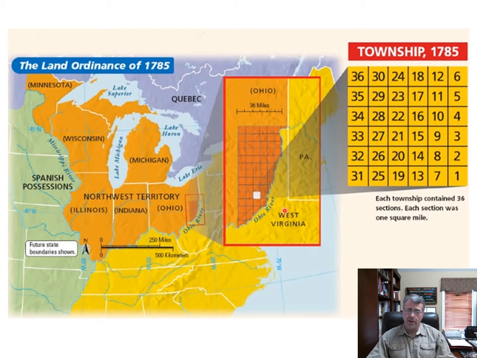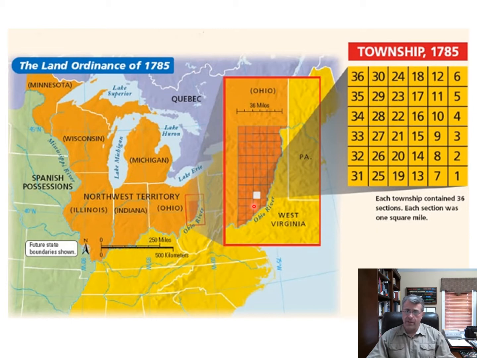When we zoom in, we can see how the settlement pattern is being established on the ground. Basically they sent surveyors out here to start surveying the land. Ohio, a lot of it is generally flat in this region. So is Indiana, Illinois.